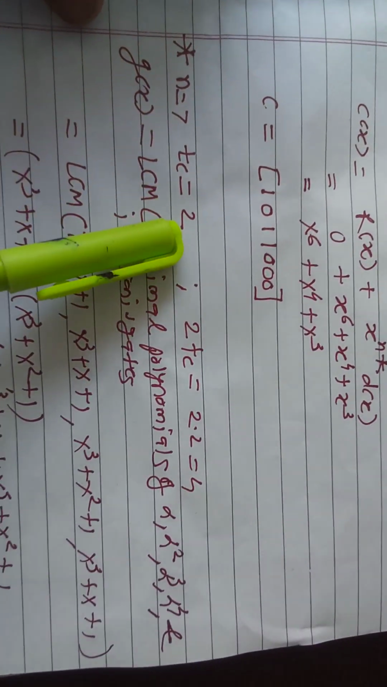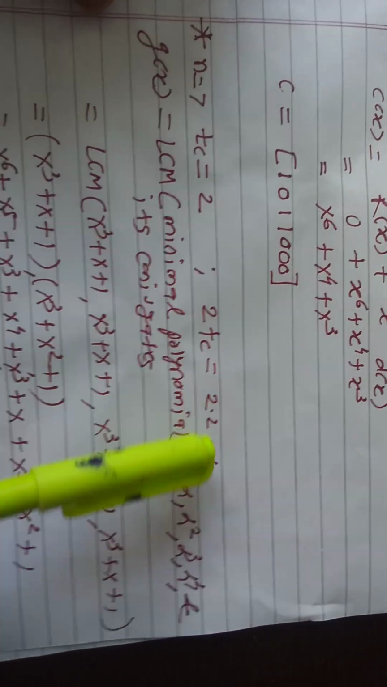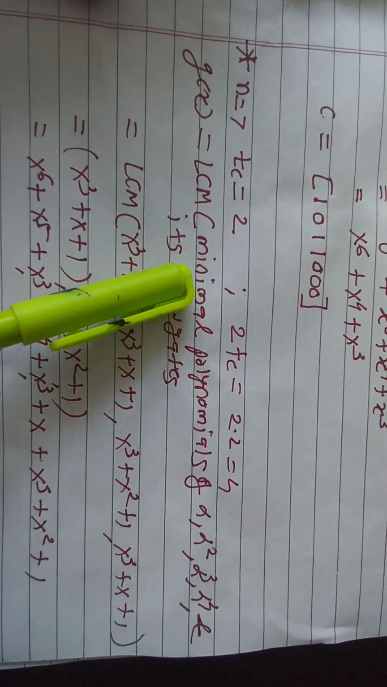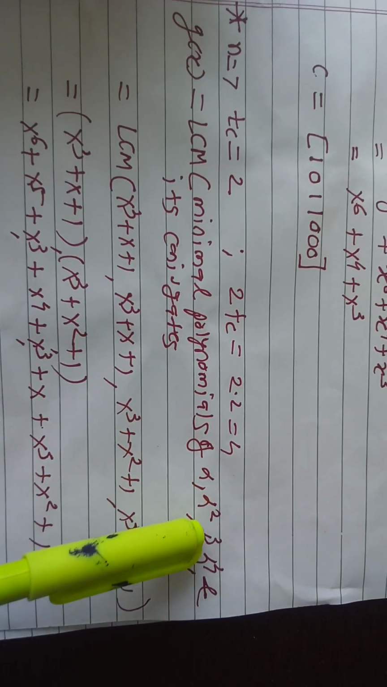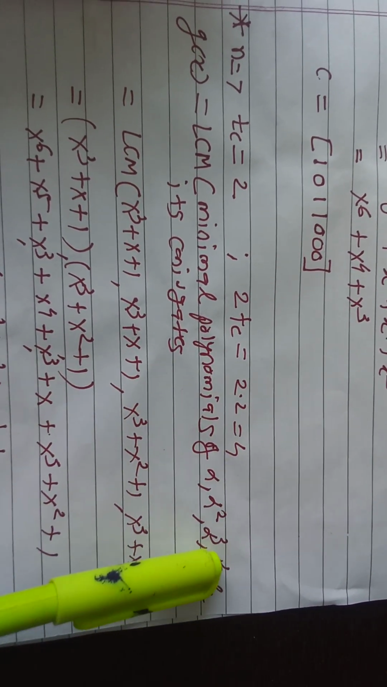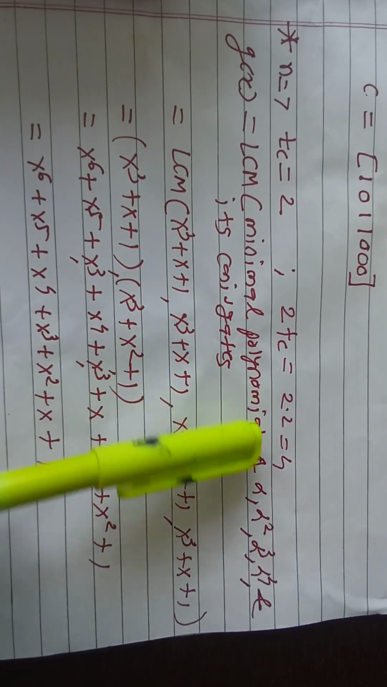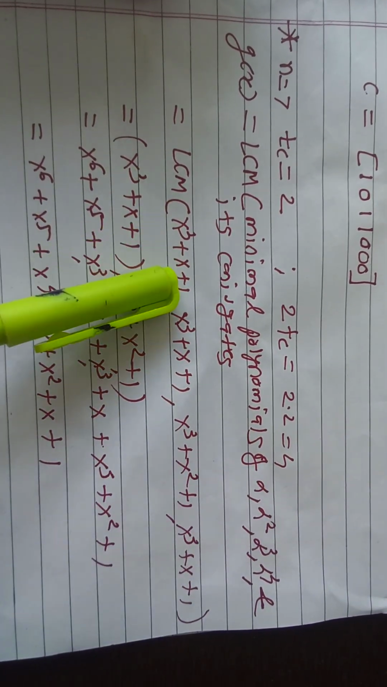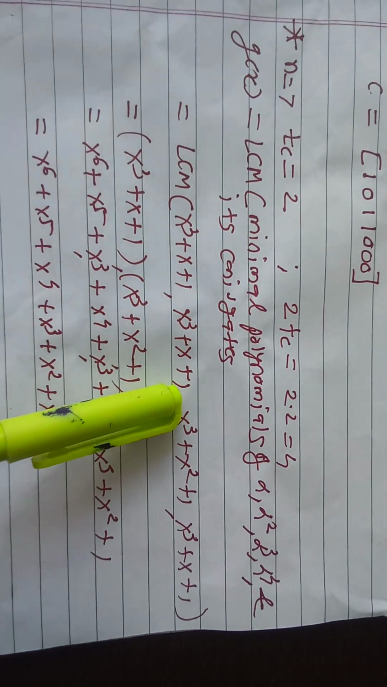N equal to 7, Tc equal to 2. 2Tc equal to 2 into 2, 4. So LCM is minimal polynomial of alpha, alpha square, alpha cube, alpha raised to 4. 4 appears here. So you have to go up to alpha raised to 4 and its conjugate. So LCM of minimal polynomial of alpha is x cube plus x plus 1, alpha square x cube plus x plus 1.